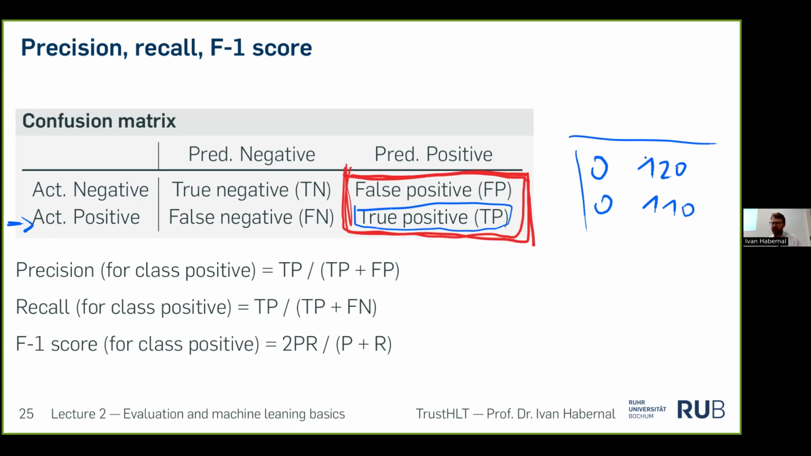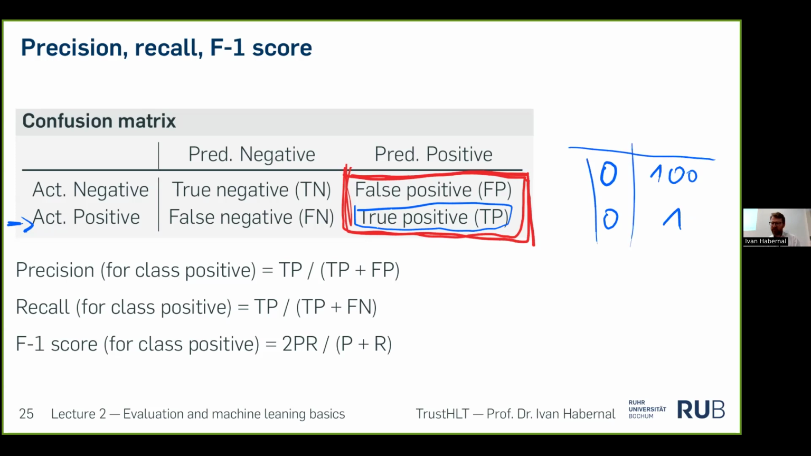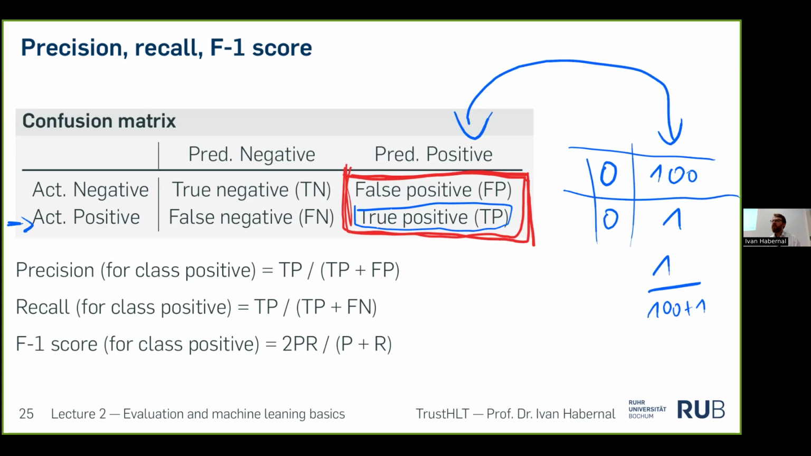So let's do this example: 0, 0, 1. This is a very, very bad predictor. It's saying everything is positive. But the precision will be 1 over 100 plus 1. So the precision will be very, very low because it said everything is positive, but was very wrong. So this is a bad predictor.